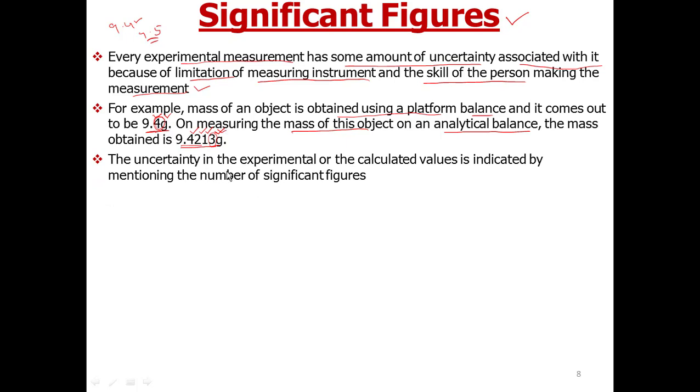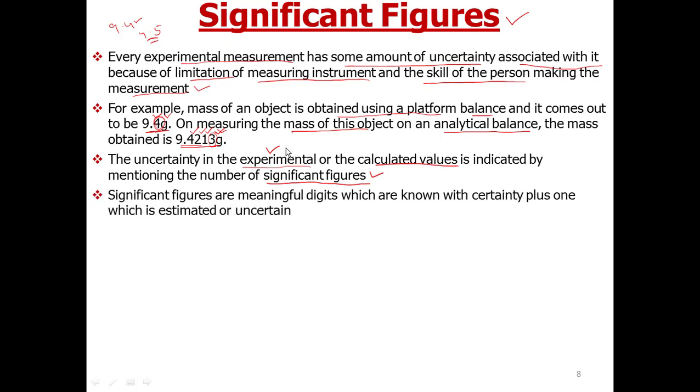So the uncertainty in the experimental or calculated values is indicated by mentioning the significant figures. Significant figures are helpful in determining the uncertainty in the experimental or calculated value. So what are significant figures? Significant figures are meaningful digits which are known with certainty, that is, the number of digits which are known with certainty plus one which is estimated or uncertain.